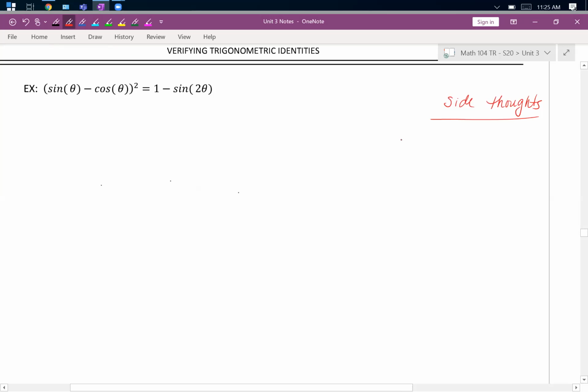Well, on the left-hand side, I see that I have sine minus cosine quantity squared. Since we have a binomial squared, we're going to have to write that twice and FOIL it out. So this turns into sine squared minus 2 sine cosine plus cosine squared.